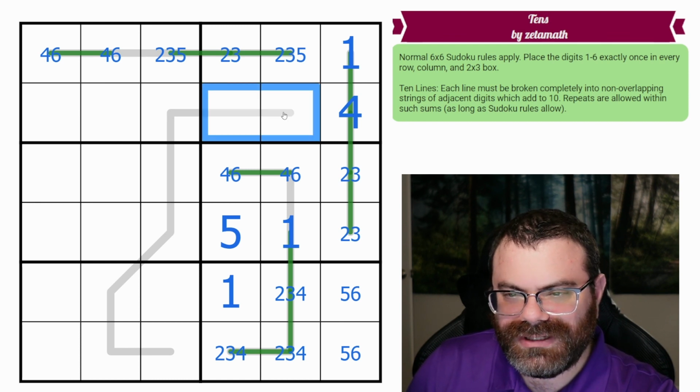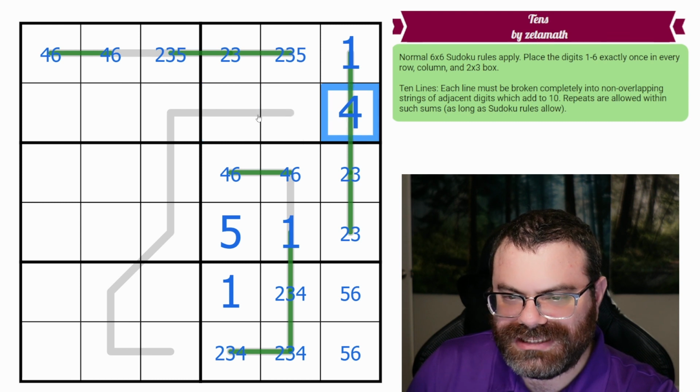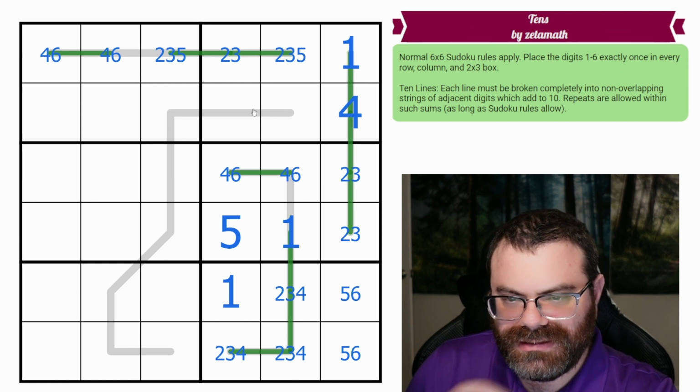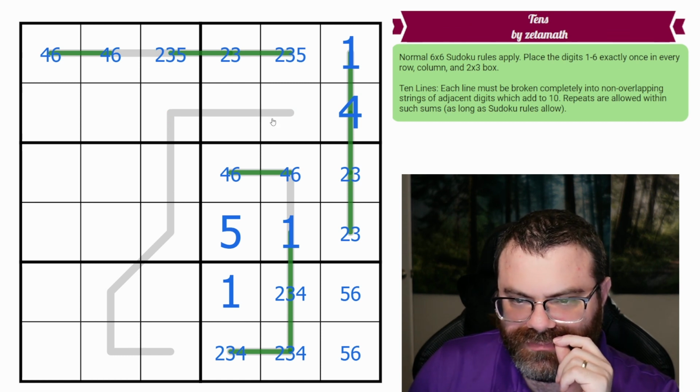Okay, so these two on their own can't add to 10 because the 4 is missing. So we have to do at least 3 long. I don't know that we can say it's not 4 long, though. Okay, so I'm not quite sure how this splits up, but we know that these 3 are connected.